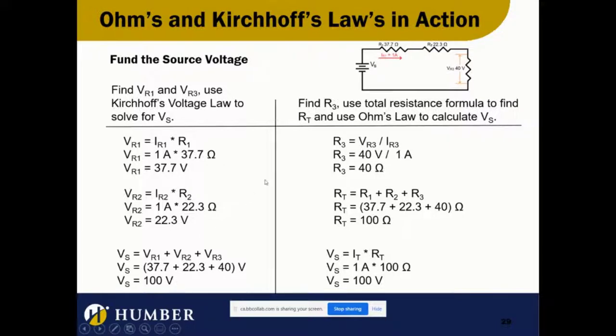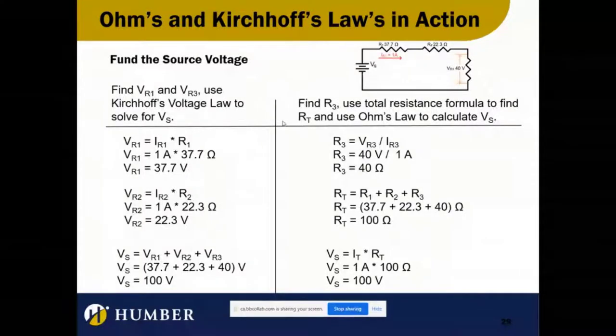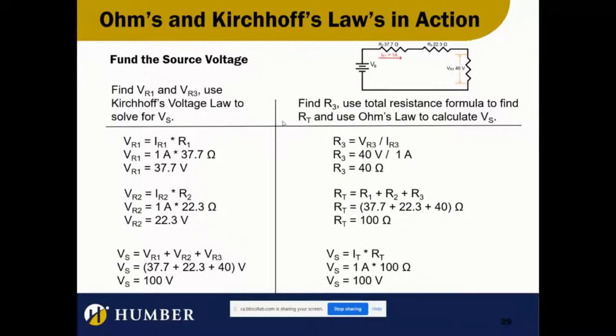So now, find R3, use total resistance to find RT and use Ohm's law. There's another way to do this. And this is pretty cool because when we have all of these formulas that we can put together, there are actually different ways that we can solve each of these puzzles. In this particular case, the puzzle can be solved two ways. Actually, we can probably solve it in three ways, maybe with power. I don't know. Actually, we could solve it with power.